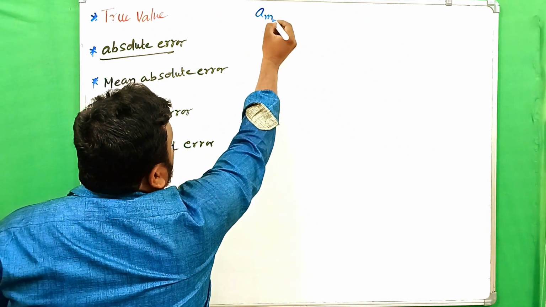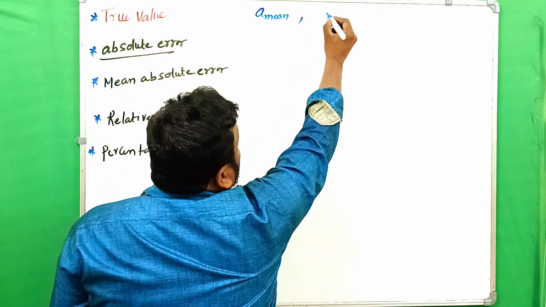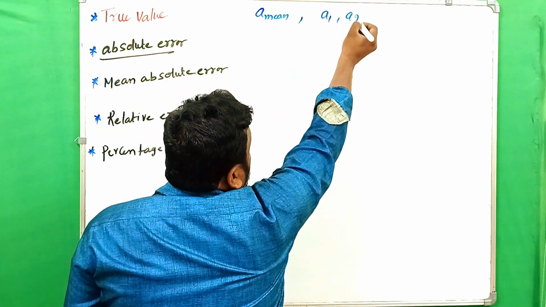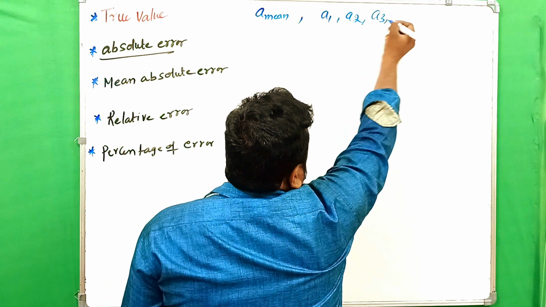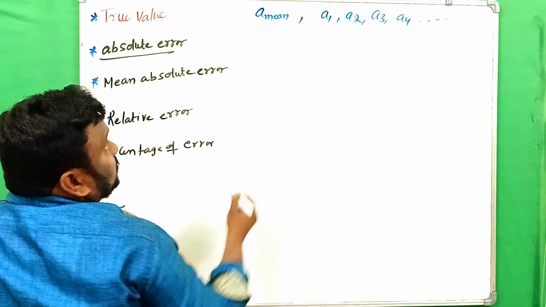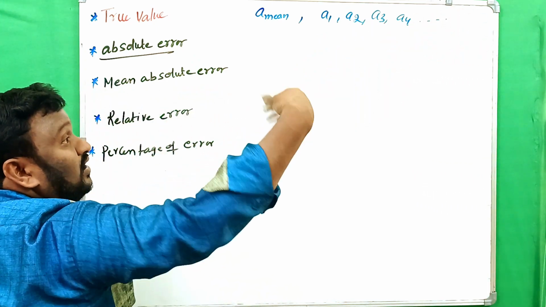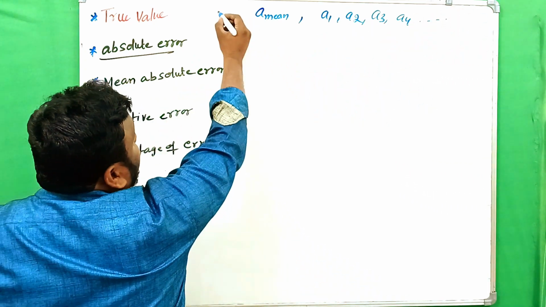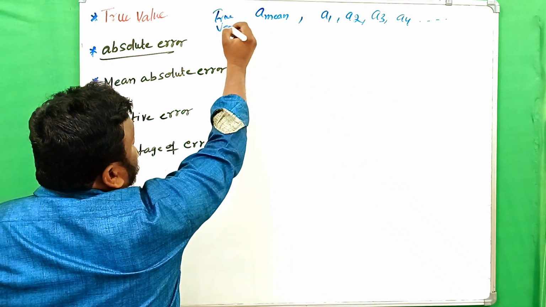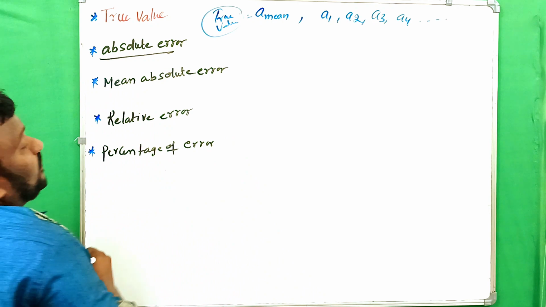A mean, as we just discussed, is the true value, and the measured values are A1, A2, A3, A4 and so on. So A1, A2, A3, A4 and so on are the measured values, and A mean is the true value.